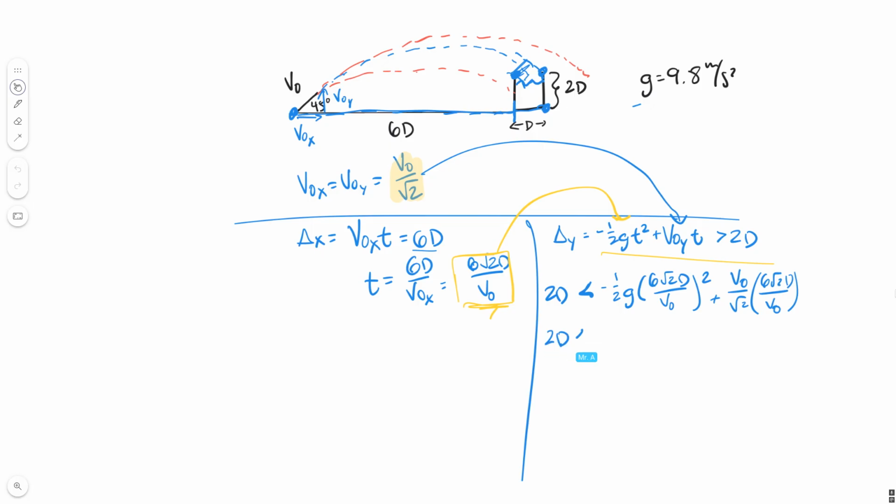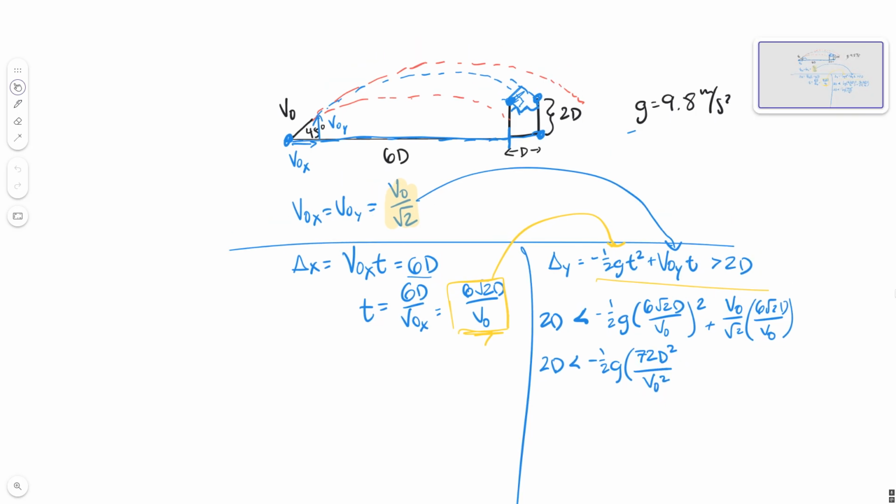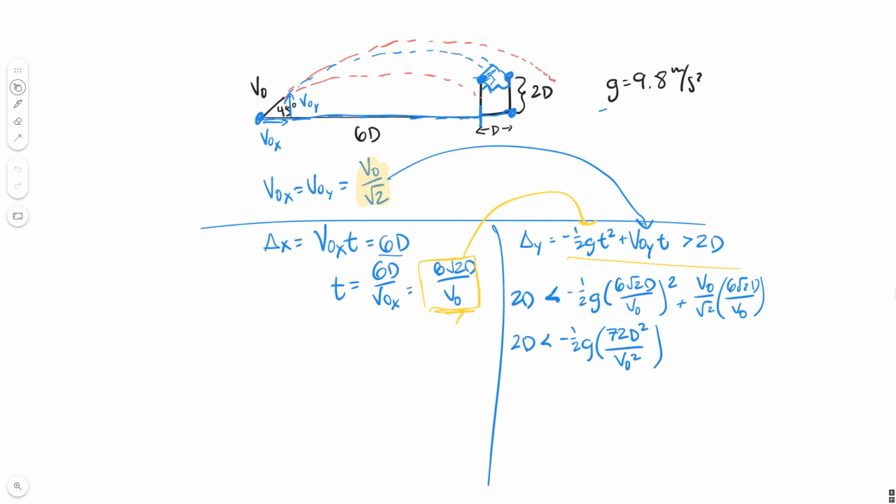We have this 2d is greater than negative 1/2 g. 6 squared is 36. Square root of 2 squared is 2, so that's 72d squared all over initial velocity squared. And then looking over here, we have some square roots of 2 that cancel, some initial velocities that cancel. So that's actually kind of nice. We have 6d. If we subtract 6d from both sides, we get negative 4d. We'll just keep writing this out. 72d squared all over V0 squared.